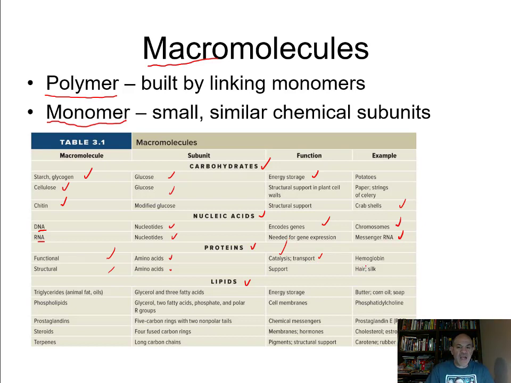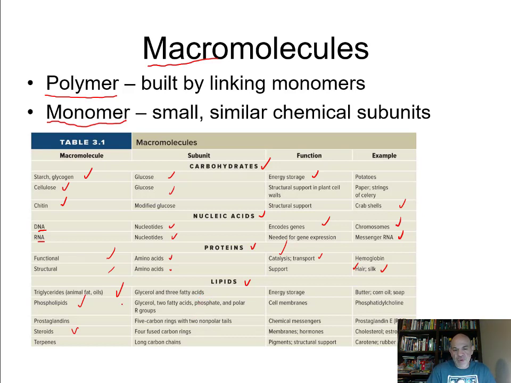Structurally, they might form things like hair or spider webs made of silk. And then we have lipids, and lipids include things like fats and oils, also called triglycerides, and phospholipids, which make up your plasma membrane, and then some others. Probably you've heard of steroids before, for sure. And so the lipids are a little bit more diverse structurally.